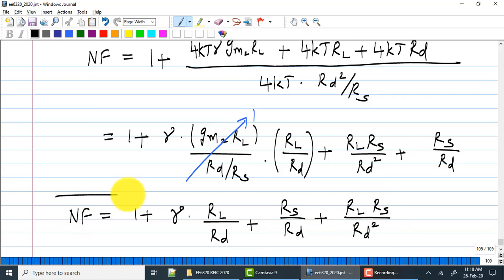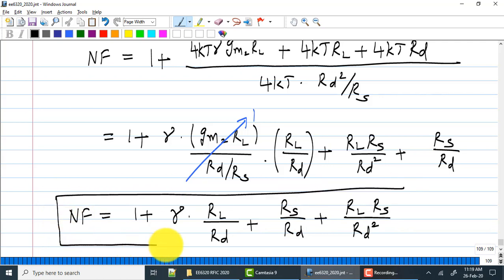Okay, so what is this telling you? Of course, RD should be minimized. Sorry, RD should be maximized. But automatically, if you say RD should be maximized, remember that RD by RS should be GM2 RL. So from that, what you will understand is that GM2 should also be maximized to achieve that condition. We have kind of hidden the condition on GM2 here.